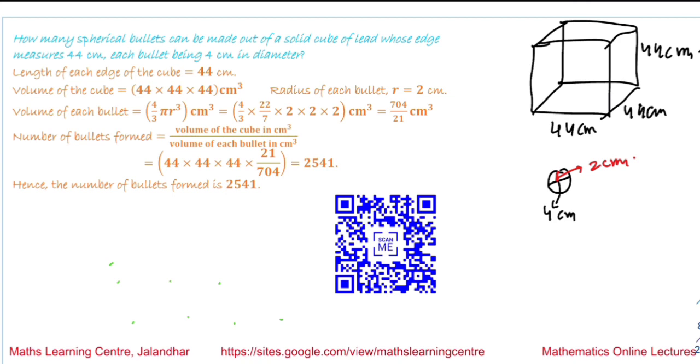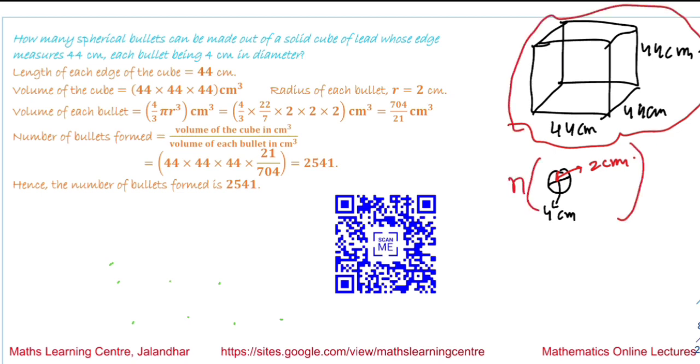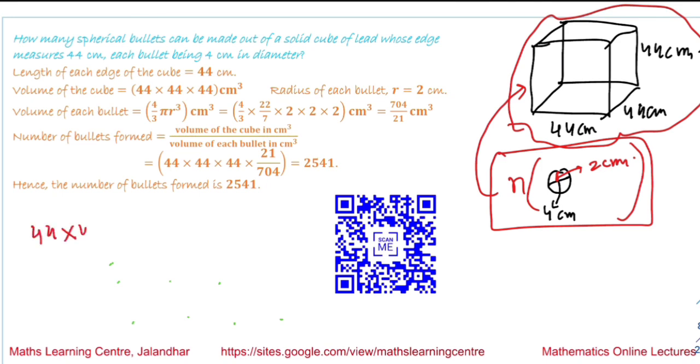What will be the same over here is the volume. Suppose n bullets are formed, then the volume of these n bullets and the volume of the block of lead should be the same. The volume of the block of lead is 44 into 44 into 44, and the volume of n bullets is 4 by 3 into pi into r cube, where r cube is 2 into 2 into 2.